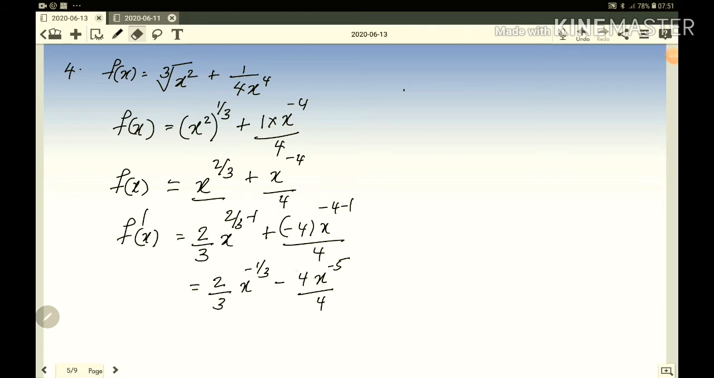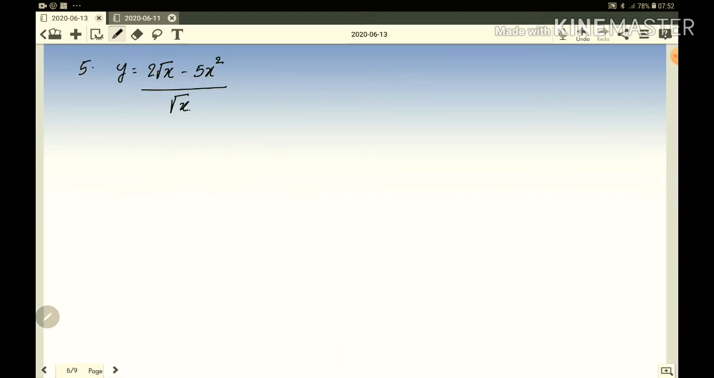Okay, you can see that this 4 and 4 are going to be cancelled, isn't it? 4 and 4 are going to be cancelled. So the final answer is 2 over 3, that x to the power minus 1 over 3 will go down to make the positive power, that is x to the power 1 over 3, minus x to the power minus 5 will go down, leaving 1 there, x to the power 5. So this is the final answer. Clear? Then we can go to the next question.